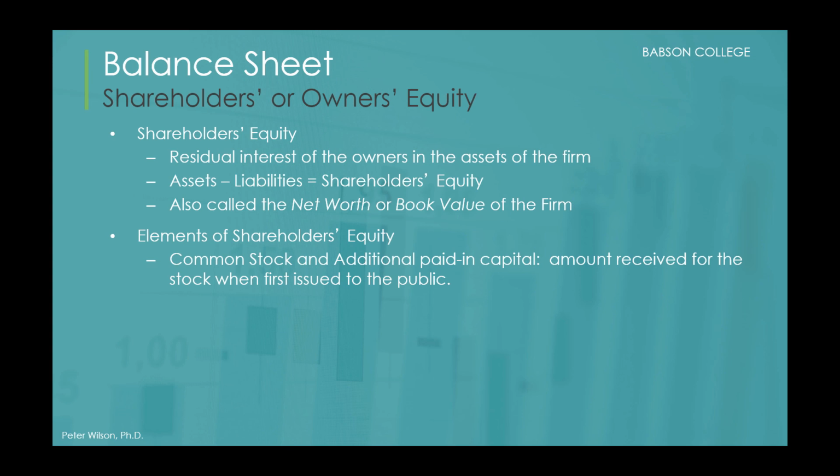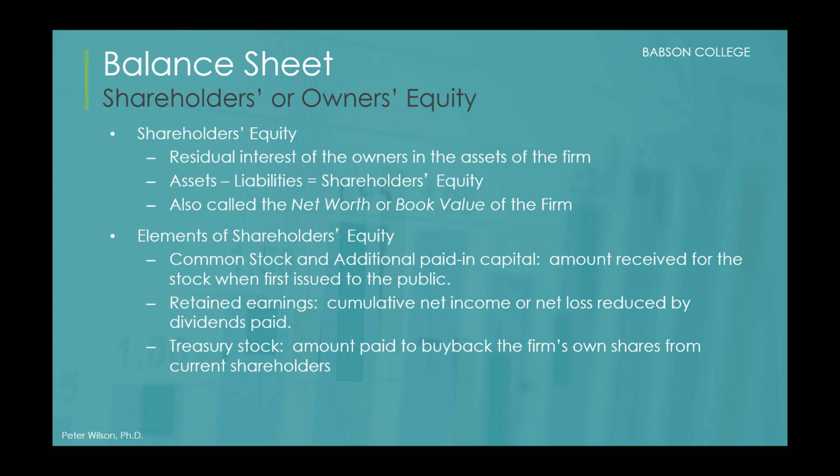This is not the current market value of the stock, but rather the amount received in the past when the stock was first issued. Retained earnings we've already discussed. It represents the cumulative net income or net loss of the firm less any dividends paid out to shareholders. Treasury stock represents the total cost to the firm of buying back its own stock from shareholders when the firm does a stock buyback or a stock repurchase.